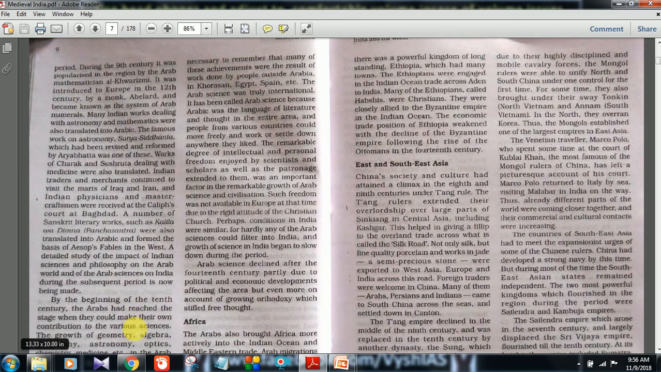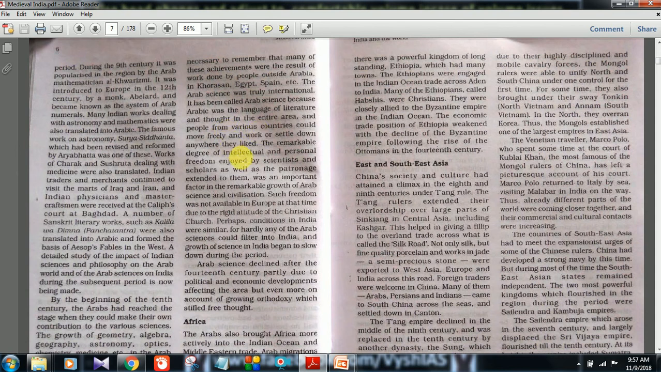They were prospering. It is necessary to remember that many of these achievements were a result of work done by people outside Arabia, in Khorasan, Egypt, Spain, etc. So people outside were working, but Arabia, as I told, is a connecting route, so that is why it's flourishing here. The Arab science was truly international. It has been called Arab science because Arabic was the language of literature and taught in the entire area, and people from various countries could move freely and work or settle down anywhere they liked.